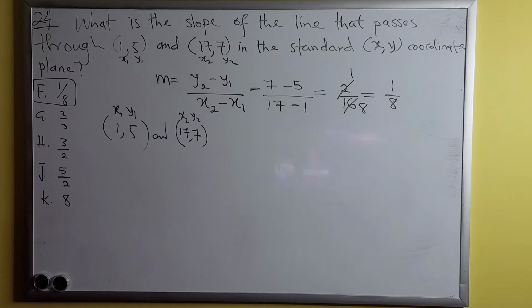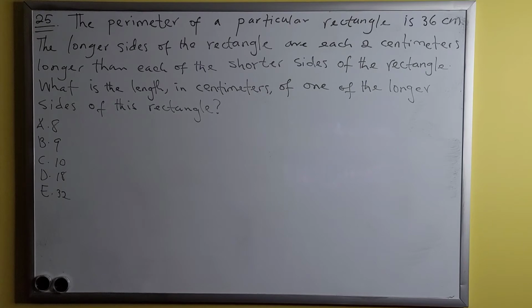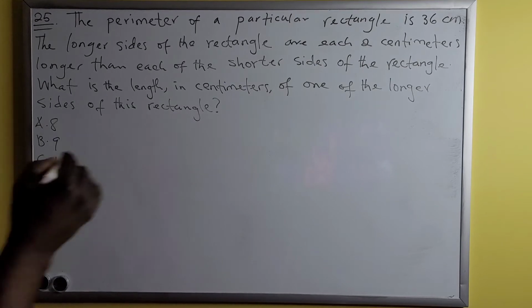Let's go to question 25. Question 25 says, the perimeter of a particular rectangle is 36 centimeters. The longer sides of the rectangle are each 2 centimeters longer than each of the shorter sides of the rectangle. What is the length in centimeters of one of the longer sides of this rectangle? So let's quickly solve this by drawing a rectangle. So this is a rectangle.